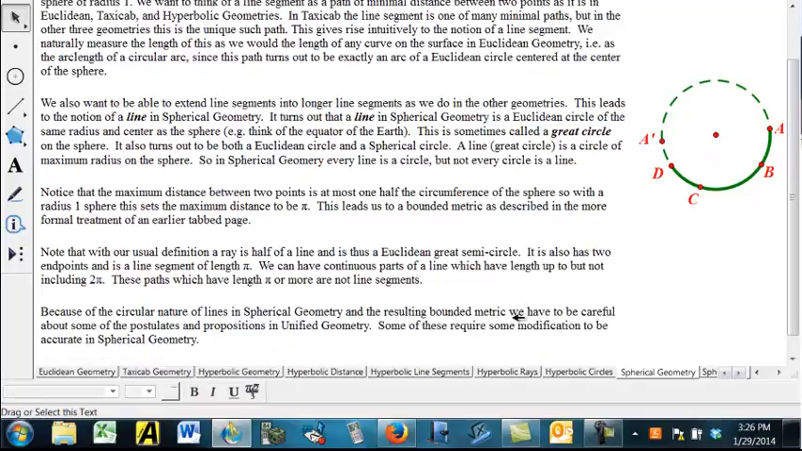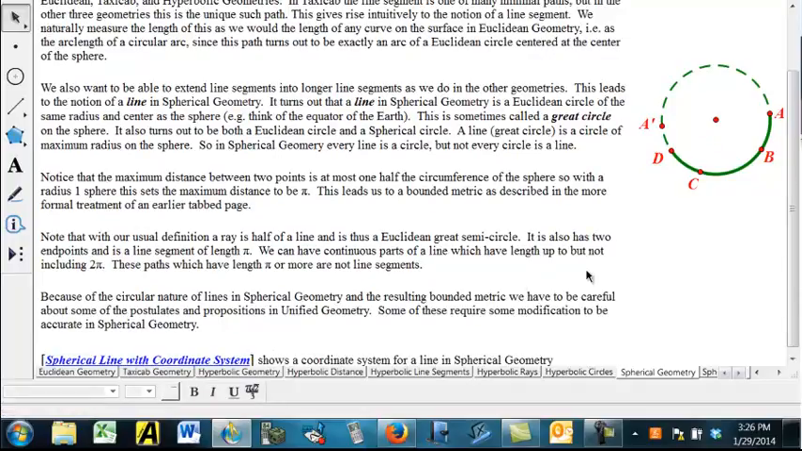Because of the circular nature of the lines in spherical geometry and the resulting bounded metric, we have to be careful about some of the postulates and propositions if we want a unified treatment for all 4 of these geometries. So we have to modify a few to be accurate in spherical geometry. Everything that we've talked about thus far in the course, the postulates and propositions, works equally well in Euclidean, taxicab, and hyperbolic geometry. But just a couple of them have to be modified a bit, or they just don't really apply in spherical geometry.